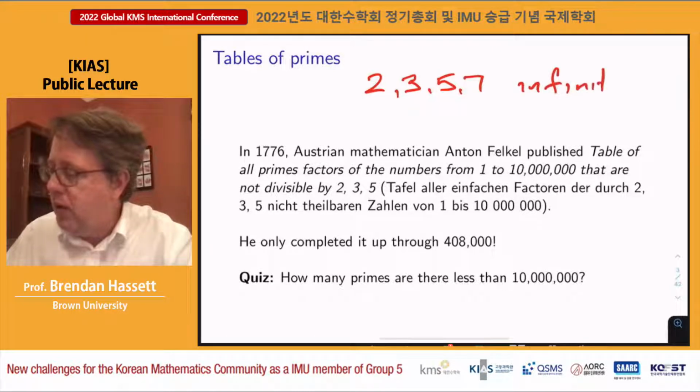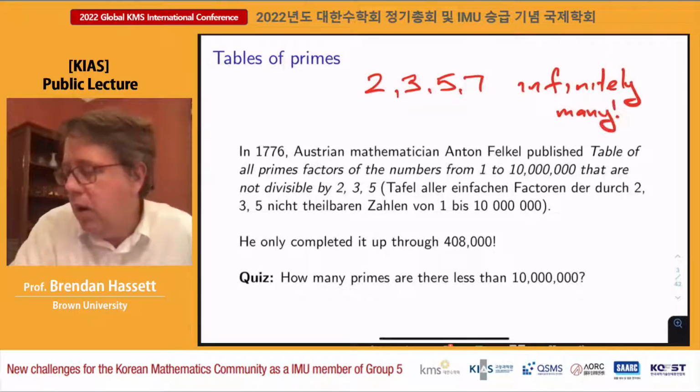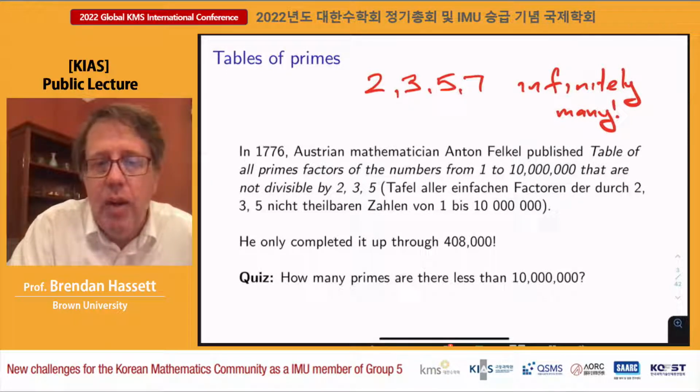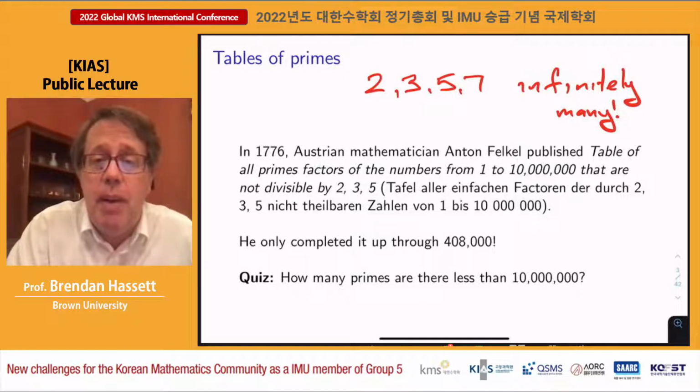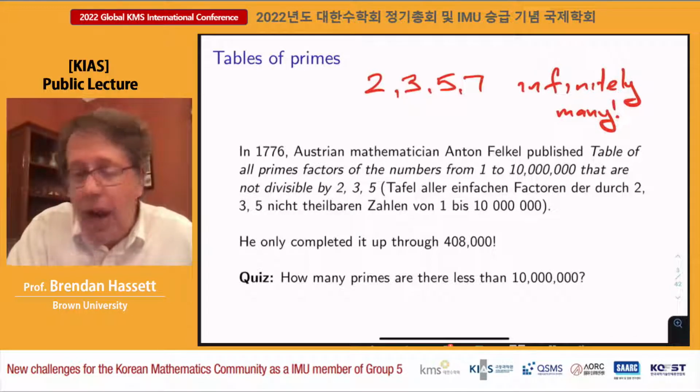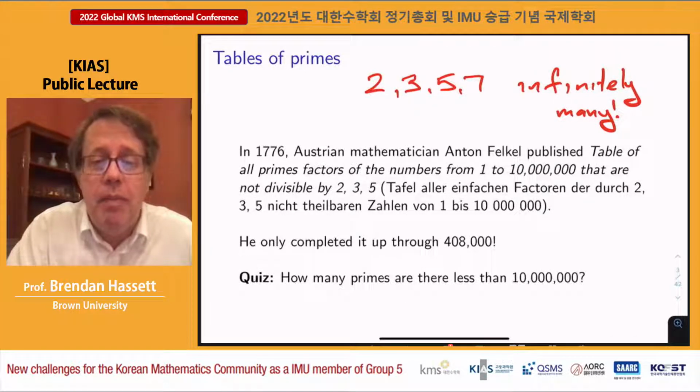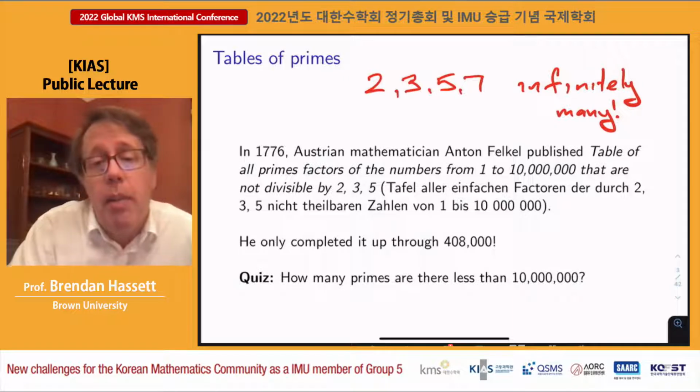And one of the earliest instances that I found of this, there are probably many earlier examples I wasn't familiar with, is in 1776, when an Austrian mathematician, Anton Felkel, published a table of all prime factors of the numbers from 1 to 10 million that are not divisible by 2, 3, or 5. I'm curious to see whether he actually computed up to 10 million, because there are a very, very large number of primes up to 10 million. One thing that you might think about as a quiz is exactly how many. If you look hard on a Google search, you'll probably find the answer, but try to make an estimate based on your own intuition for how many primes there are up to 10 million. There are a large number.